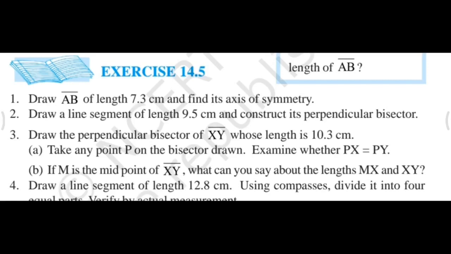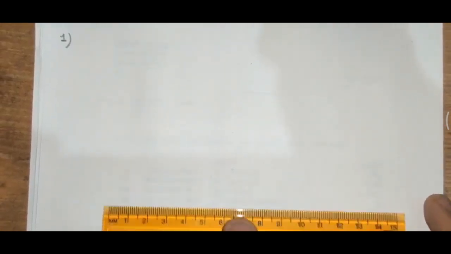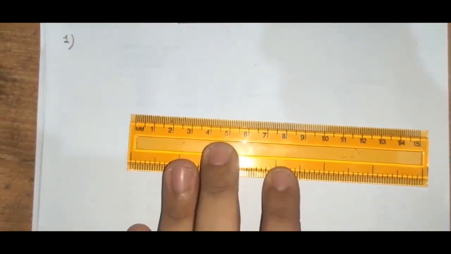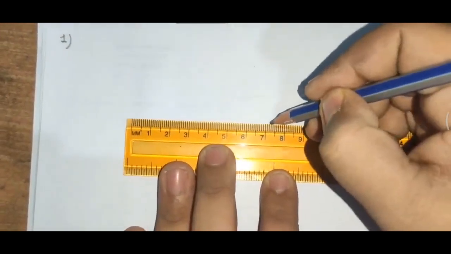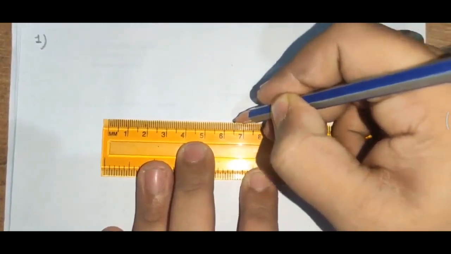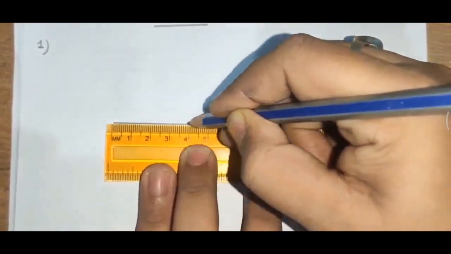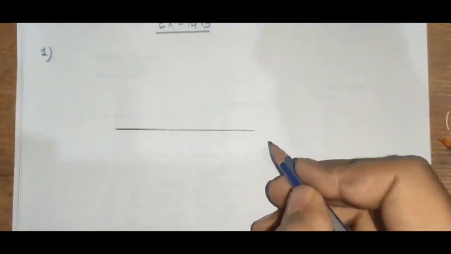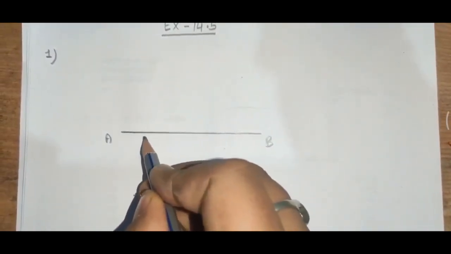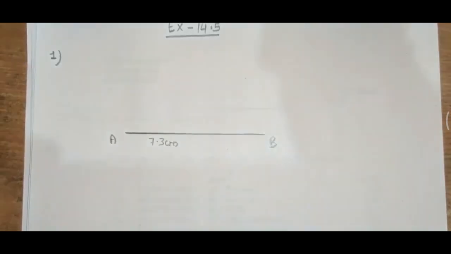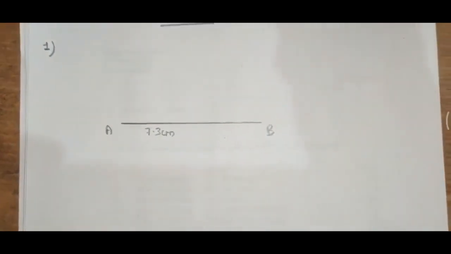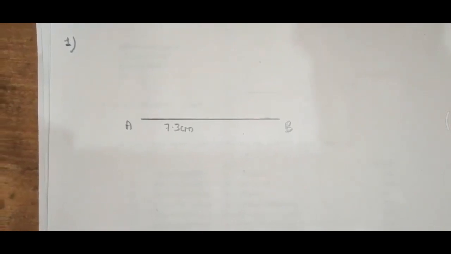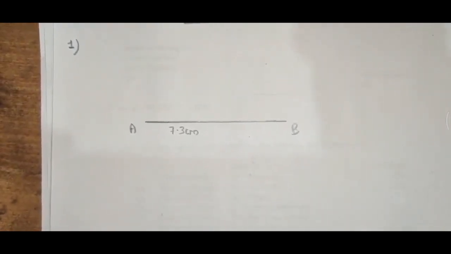Now let's draw it. In question number 1 of exercise 14.5, first of all draw AB, which is 7.3 centimeter. So here it is 7.3 centimeter. We will draw line segment AB of 7.3 centimeter. Now it is written that find its axis of symmetry. Axis of symmetry means which will divide this into two equal parts.